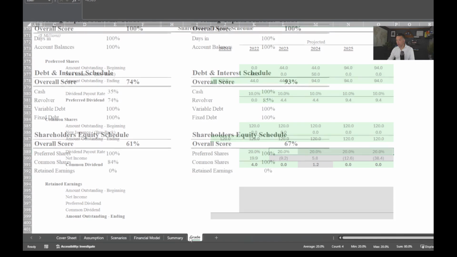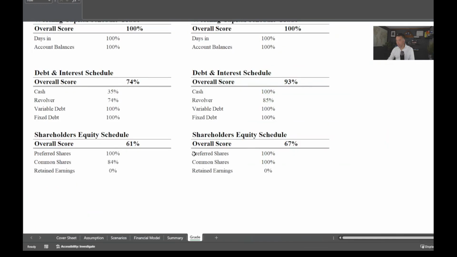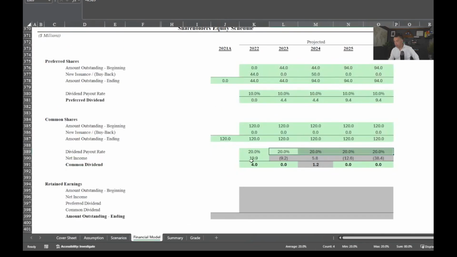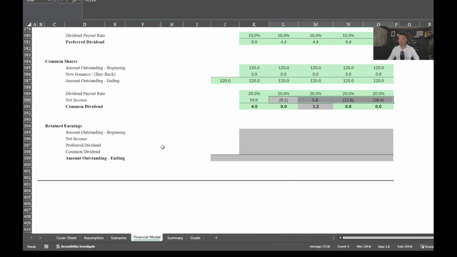However, we can go to the grade just to make sure we're doing it correctly. And as you can see, the grade, we are 100% on preferred. That means I did it correctly. And I'm 100% at common shares. We did it correctly. However, 84% of the common share numbers are correct. So when we look at this, 84% of it's correct, even because those numbers are not, but we did do it correct. Last, we're going to do retained earnings.